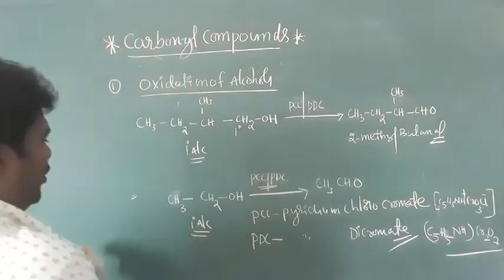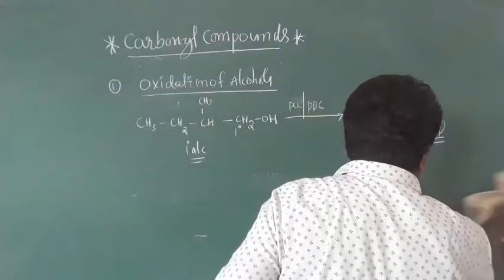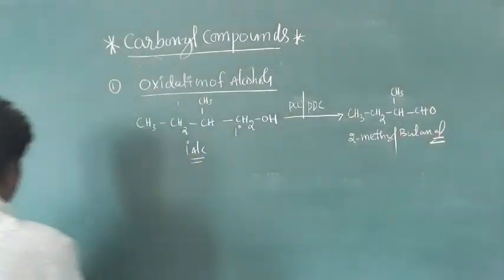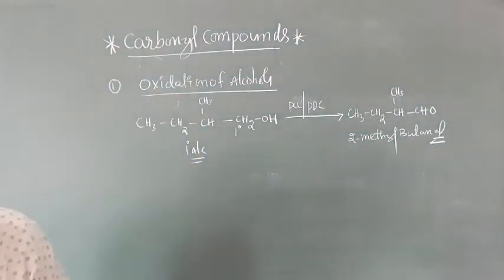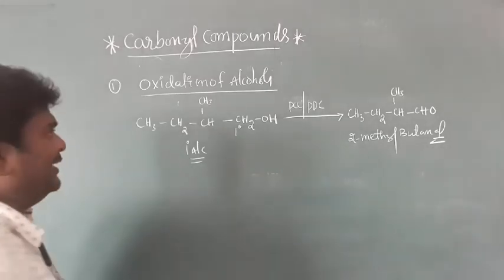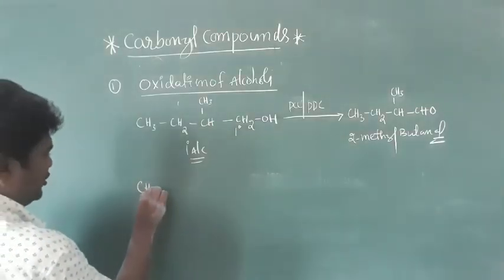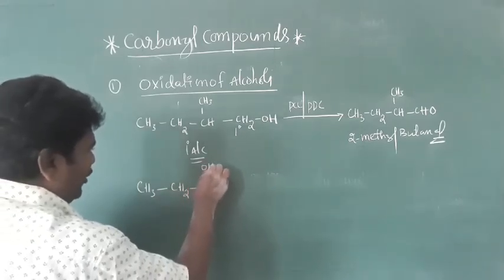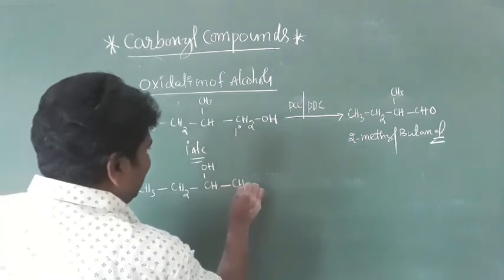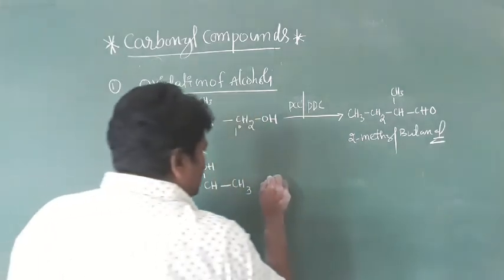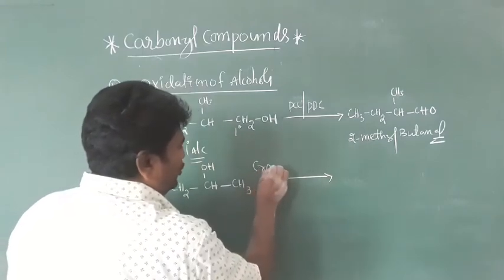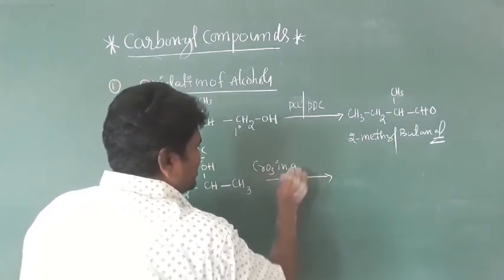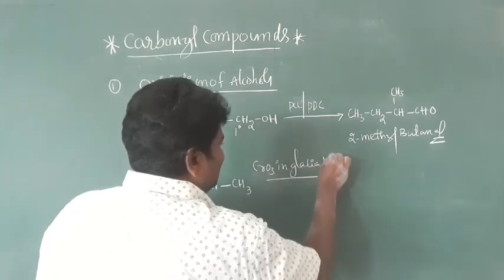Next one, see here. If you take secondary alcohols, what happens here? For a secondary alcohol, CH3CH2CH(OH)CH3, in the presence of CrO3 in glacial acetic acid.